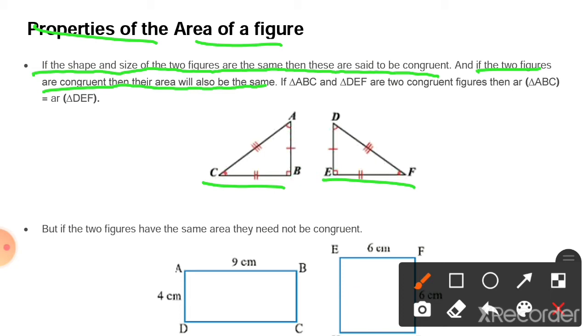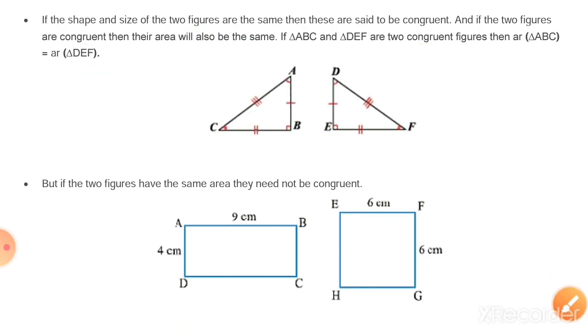Okay, so now take an example. Suppose I have two triangles ABC and DEF, and both triangles are congruent. So we can say that area of triangle ABC is equal to area of triangle DEF. Correct? So in simple words we can say if two figures are congruent, then their areas are the same. Correct? Now next.